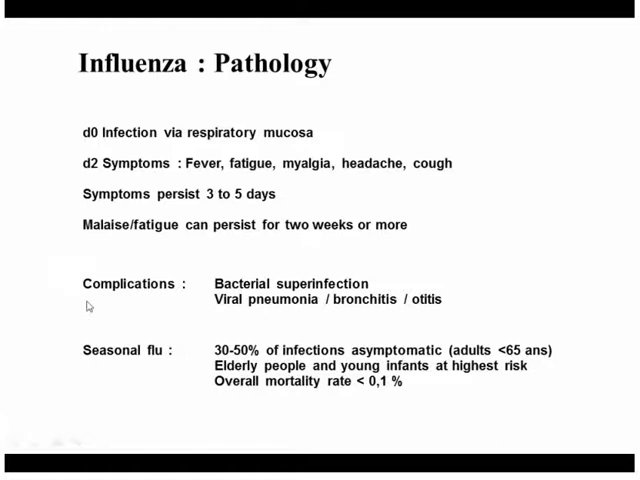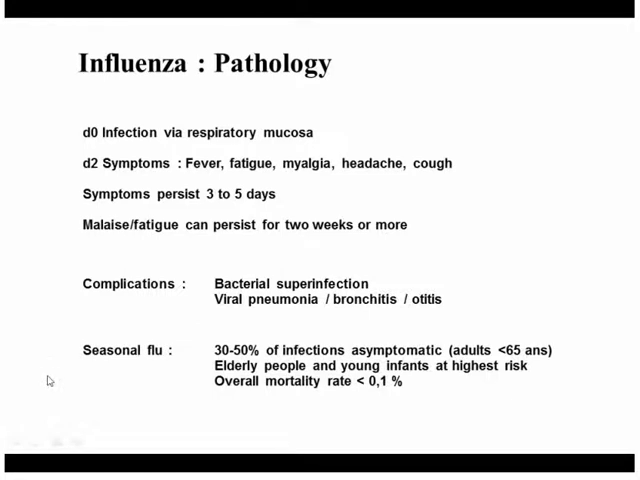Complications, what can happen? Well, you can have a bacterial superinfection. You can be more susceptible to a streptococcal pneumonia infection. Or the virus can manage to escape from the upper respiratory tract and manage to replicate in sites that are nearby. So you can have a viral pneumonia or bronchitis, which is slightly more severe than just an uncomplicated influenza infection, or otitis.